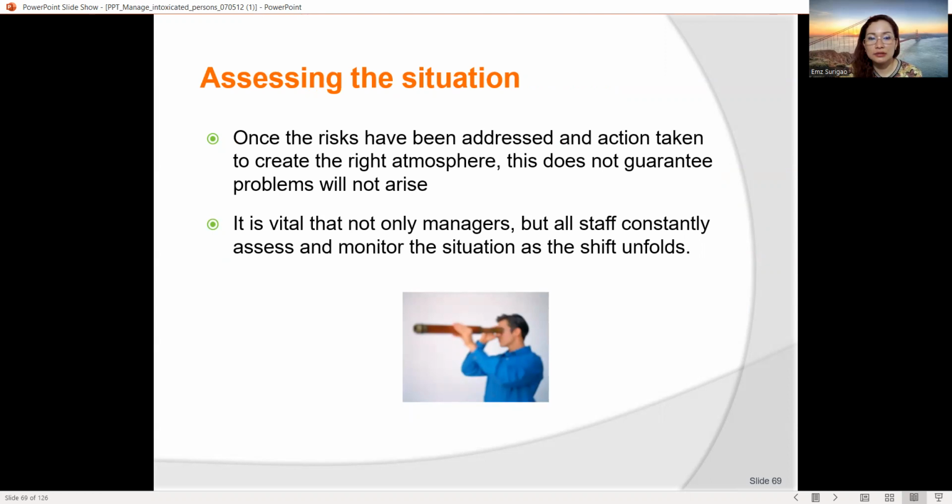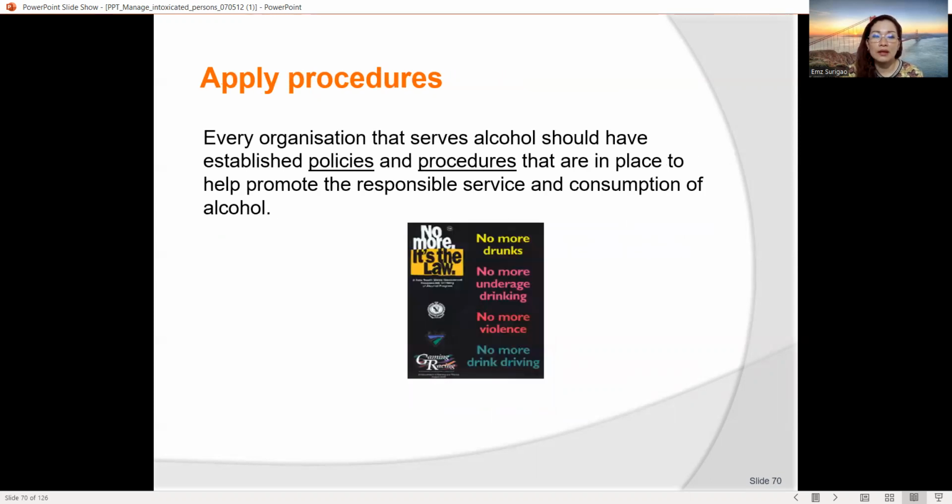Assessing the situation. Once the risks have been addressed and action taken to create the right atmosphere, this does not guarantee problems will not arise. It is so vital that not only managers but also staff constantly assess and monitor the situation as the shift unfolds. Every organization that serves alcohol should have established policies and procedures in place to help promote responsible service and consumption of alcohol.